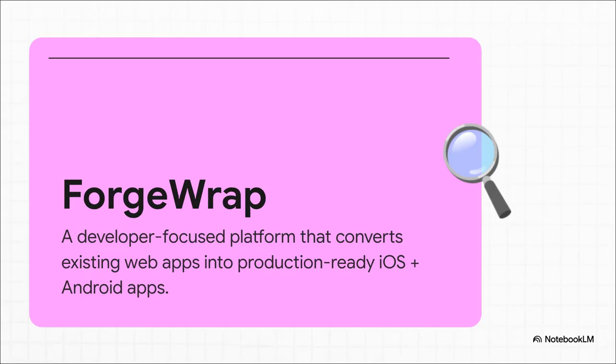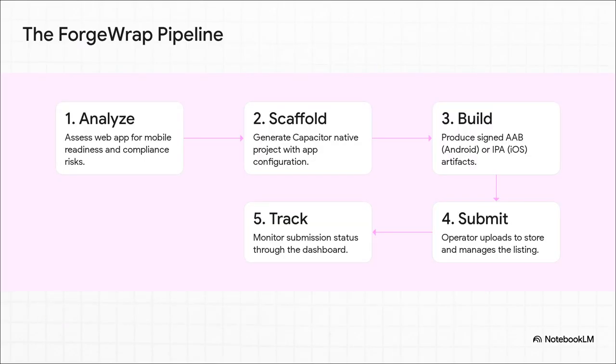So let's be super clear about what this is. ForgeWrap, it's not some no-code builder. You should think of it more like a force multiplier for developers. It takes your production web app and uses that as the engine for a real native mobile app, and it handles all the tricky, annoying conversion and compliance stuff for you. And the process itself is a pretty straightforward pipeline. See, it starts with an automated analysis of your web app to find any potential issues with mobile readiness. Then it scaffolds the native projects, builds the signed apps for both iOS and Android, and helps get you through submission. It's a factory, not freelance work.